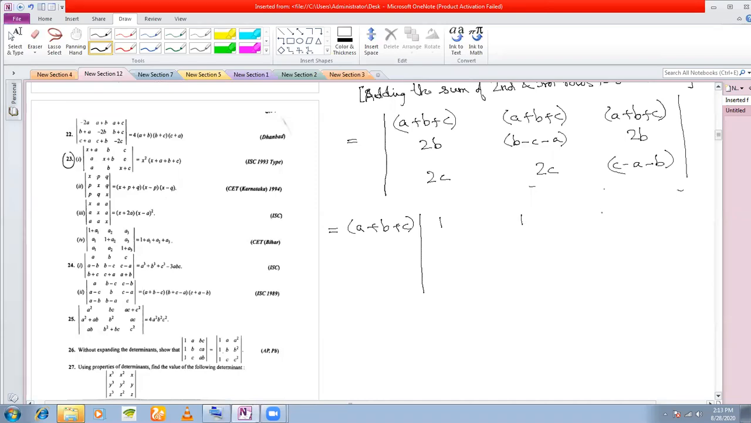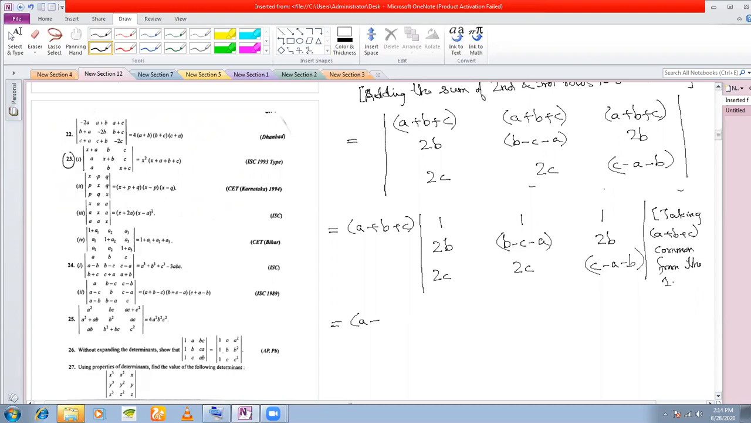One, one, one. Now we have got 1, 1, 1, so this part is done. We subtract the first column from the second column and the first column from the third column. So you will write your reason: taking a plus b plus c common from the first row. A plus b plus c we have taken common.